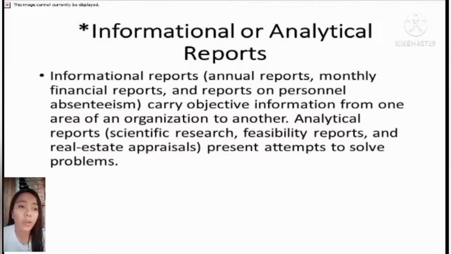Next is informational or analytical report. Informational reports, or annual reports, monthly financial reports, and reports on personal absenteeism carry objective information from one area of an organization to another. Analytical reports, or scientific research, feasibility reports, and real estate appraisals, present attempts to solve problems. An informational report consists of only the presentation of information; detailed conversation and analysis are not provided, while the analytical report provides a comprehensive conversation on the basis of the analyzed data.